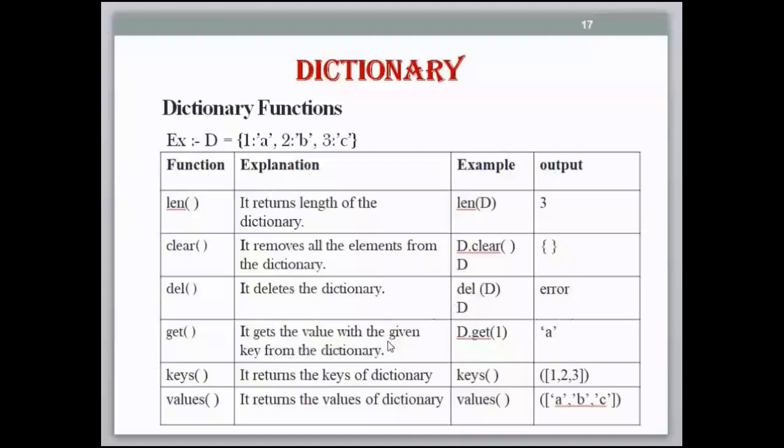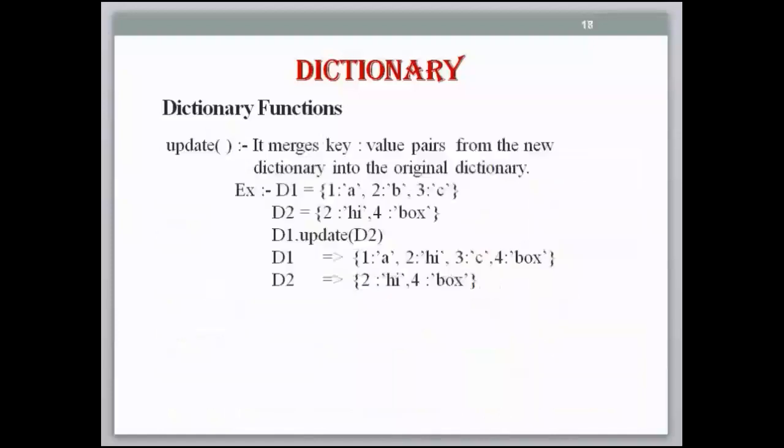Get, it gets the value with the given key from the dictionary. So d.get(1), it will give you the value. Keys, it returns the keys of dictionary. Keys 1, 2, 3. Values, it returns the values of dictionary. Values A, B, C. Update, it merges key value pairs from a new dictionary into the original dictionary. For example, if you have D1 like this, D2 like this, and if you print D1.update(D2), so these elements of D2 will get added after the elements of D1.